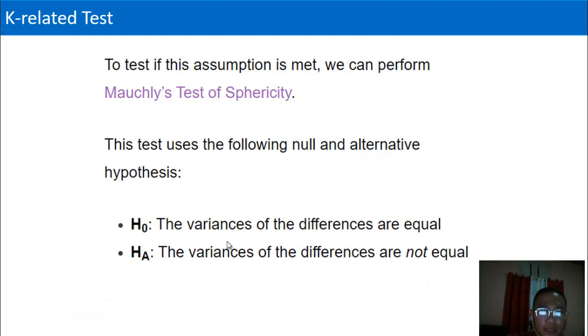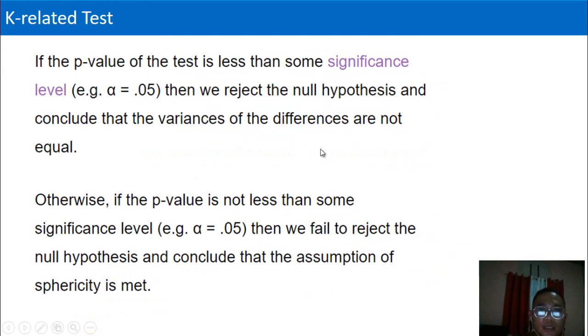The null hypothesis is the variances of the differences are equal. For the alternative, the variances of the differences are not equal. If the p-value is less than the significance level, then we reject, and therefore the variances of the differences are not equal. So if it is less than 0.05 or the set alpha, it means the sphericity is not met. If it is greater than the alpha, that means the sphericity is met.